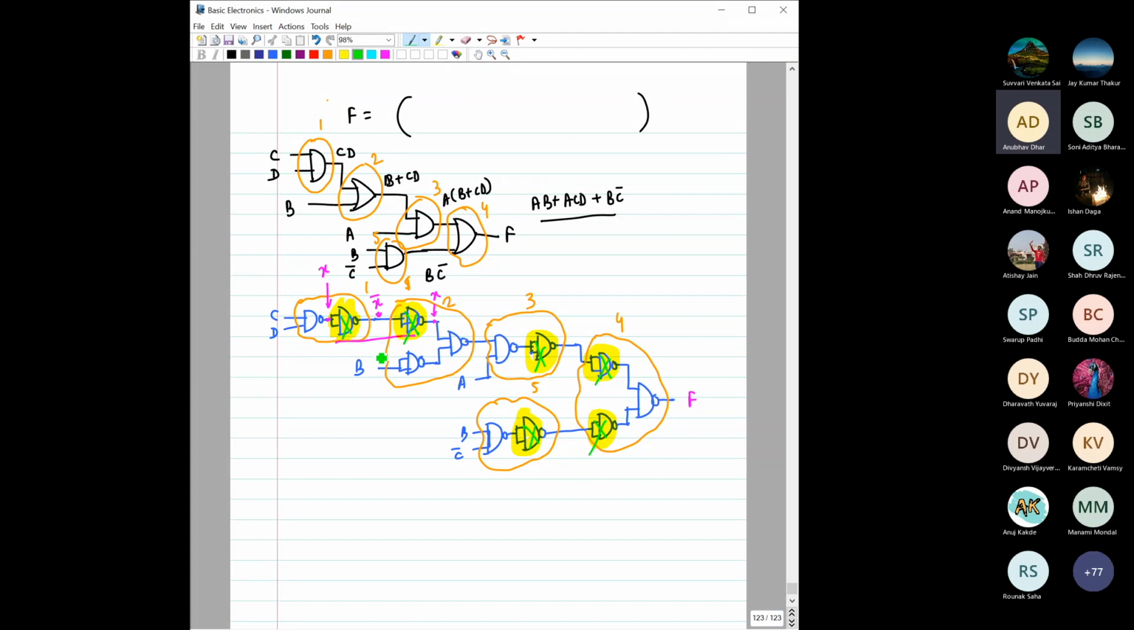So you can see we are able to eliminate 6 gates, and now we are left with 1, 2, 3, 4, 5, 6, 6 gates. So we are able to eliminate at least half of the gates from here. Is it clear to all of you? Yes, sir. Is there any other method to reduce further from here? No.